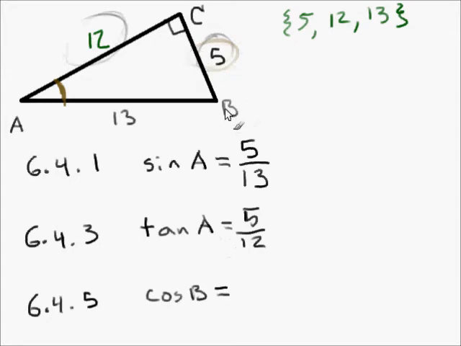Finally, the cosine of angle B. B is not in the usual spot. This triangle is tilted a little bit. B is here. For the cosine, we're going to need the opposite, or excuse me, the adjacent. CAH. Adjacent, hypotenuse. This is 5 over 13. That's those first 3 problems.